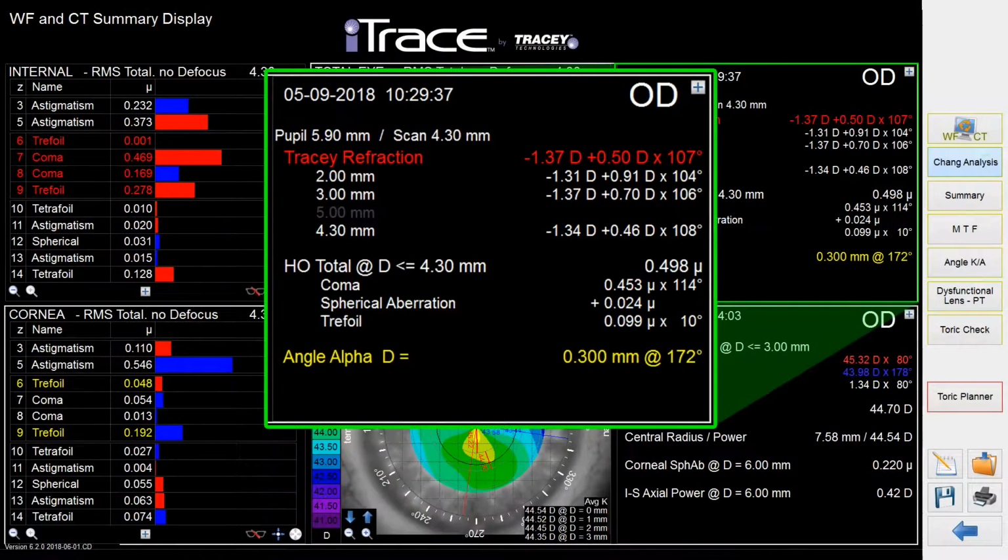So when you look at the upper right panel, you'll also get day to night refractive information, higher order aberrations, pupil size, white to white, etc.